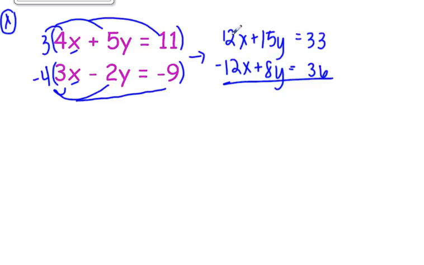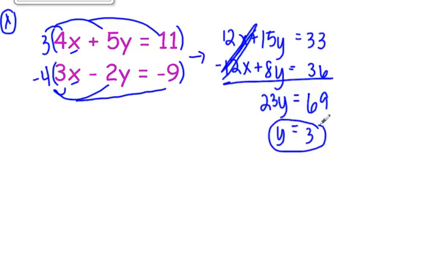As I was hoping for, 12x plus negative 12x is going to cancel out, so my x's are eliminated. 15y plus 8y gives me 23y. And 33 plus 36 gives me 69. So my y value is equal to 3.